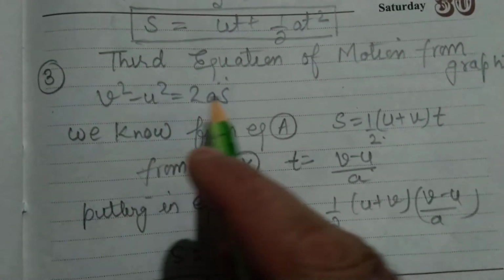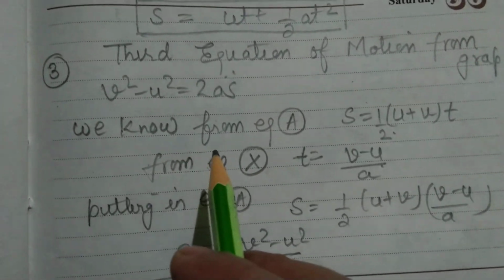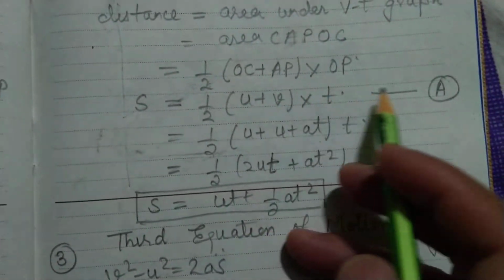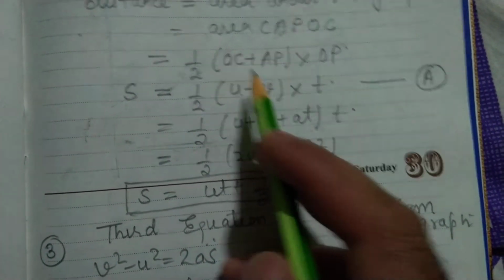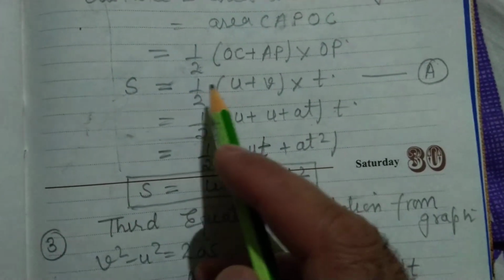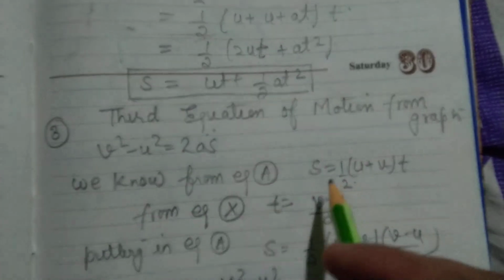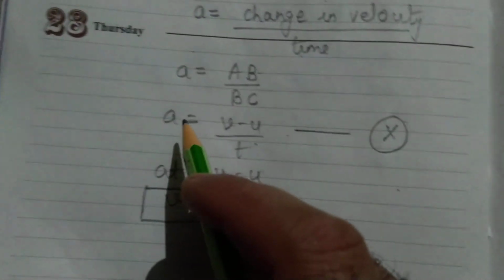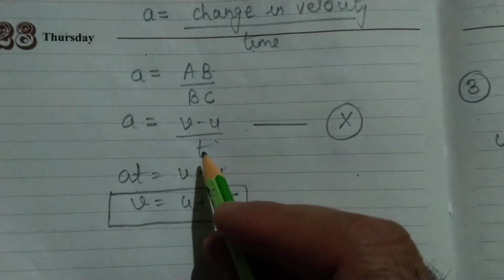V square minus U square is equal to 2AS. We know from the equation A. Now I have made one equation, that is equation A. This is the equation A. Okay, so till now we have done in the second equation part. So we are using this equation here. So we have equation A here. Okay, and I have made one equation X as well. The equation X is this: A = (V minus U) over T.